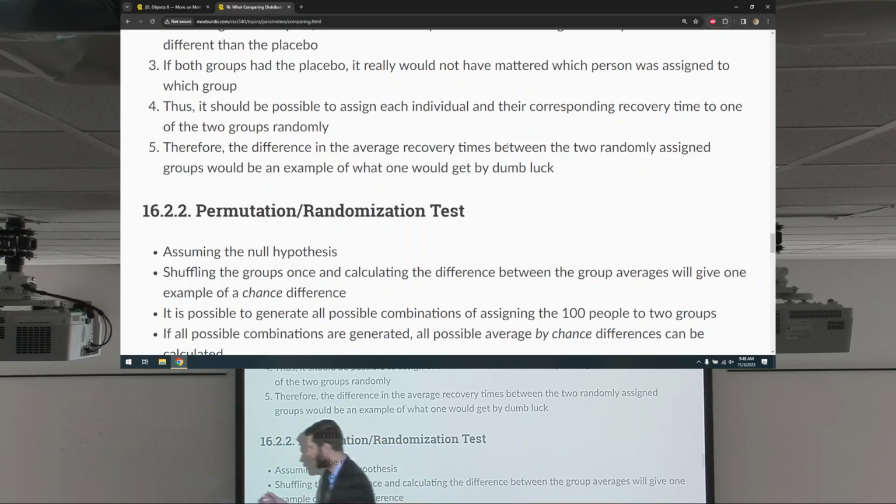Can't remember. Was this the good one? Not bad. I'm going to remember my first thing, 1.6, was the average recovery time difference. But I'm assuming that's dumb luck because it shouldn't have mattered which group they were in.